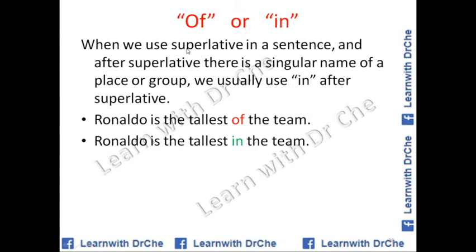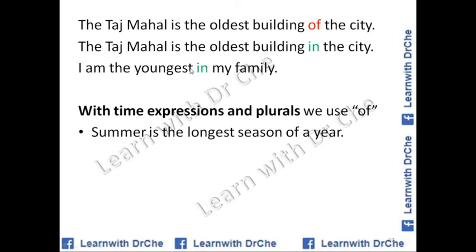Of or in. When we use a superlative in a sentence, and after the superlative there is a singular name of a place or group, a team, we usually use "in" after superlatives instead of "of". For example, Ronaldo is the tallest of the team. It is wrong. Ronaldo is the tallest in the team. It's a very common error that students make.